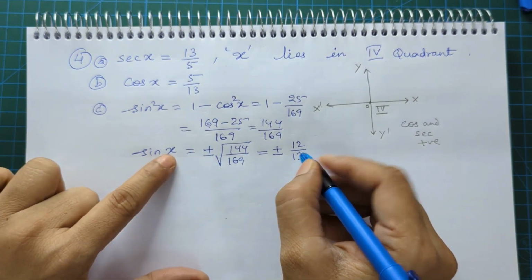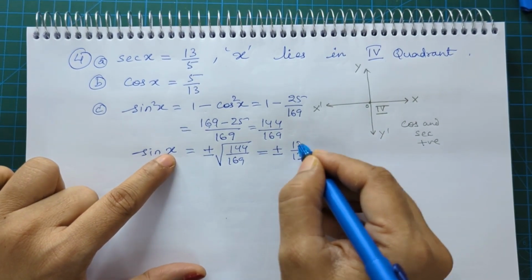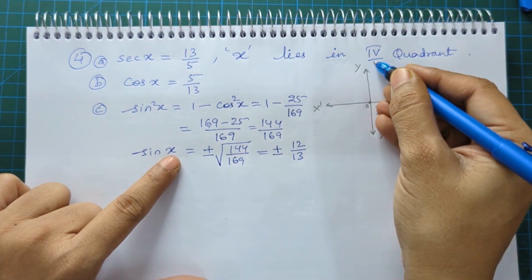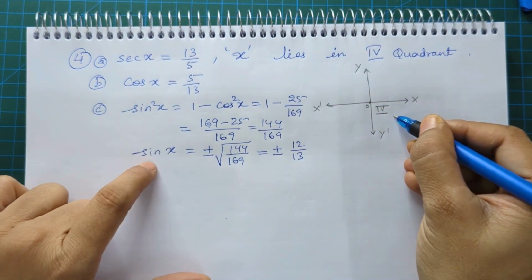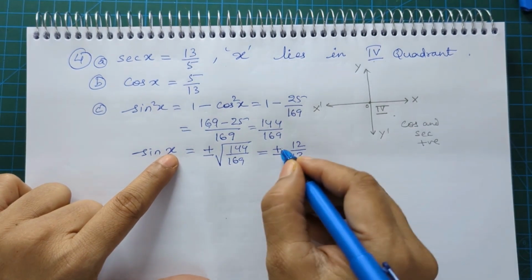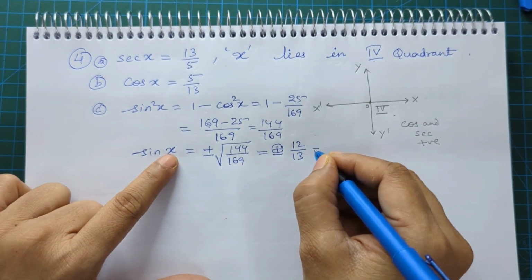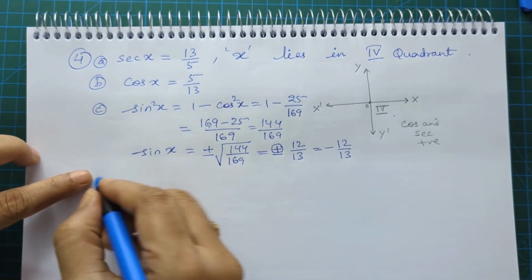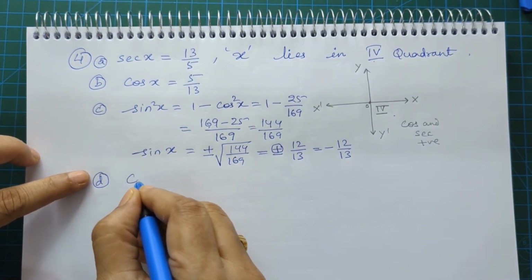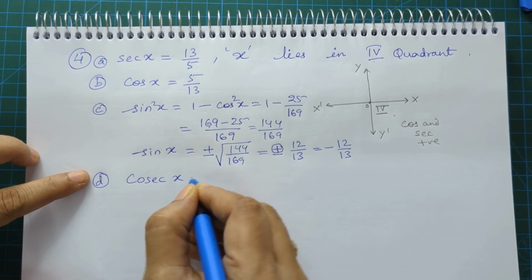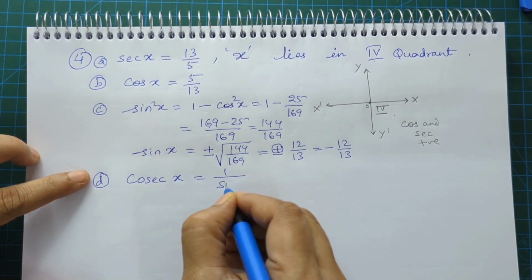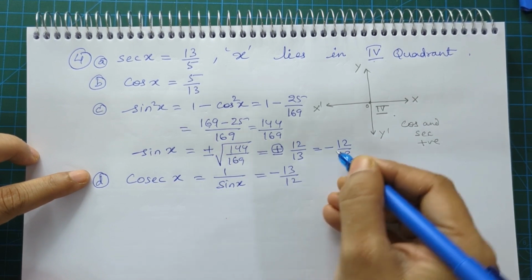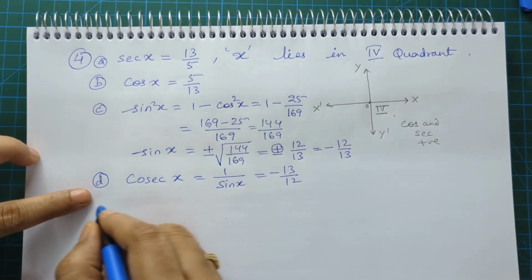Sine of the angle is positive this number or negative this number. For that, x lies in which quadrant? It lies in fourth quadrant. In fourth quadrant, sine of an angle is negative. So we will discard the positive one and we'll take it as negative 12 by 13. When we know sine, we know cosec too. Cosecant of the angle is a reciprocal of sine. So cosecant is negative of 13 by 12. Negative 12 by 13 is this.